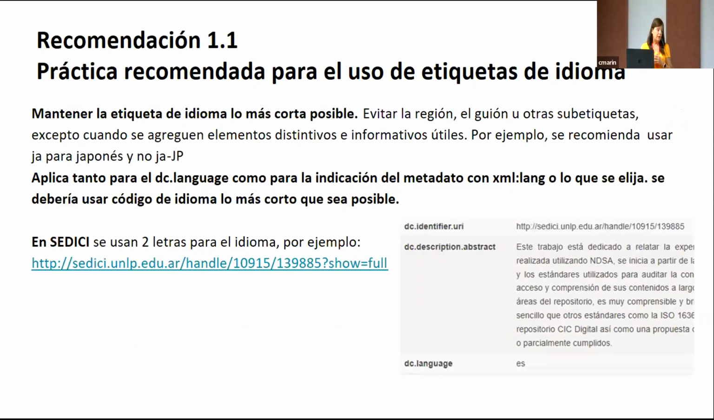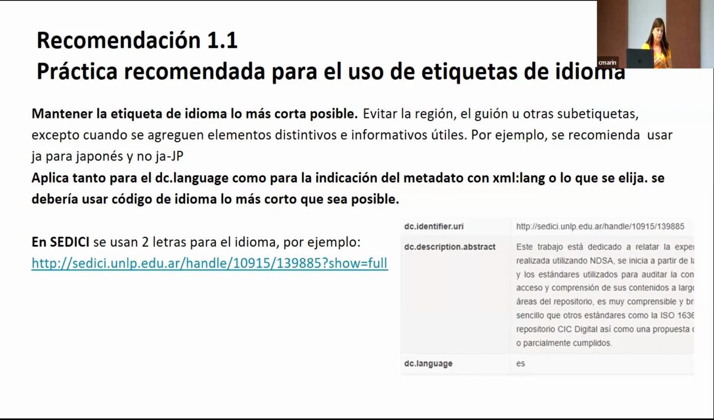La recomendación 1 tiene primero una cuestión muy importante, que es decir de qué modo se debe colocar esa etiqueta. Y la recomendación en ese aspecto es que la etiqueta sea lo más corta posible, que se exprese en la menor cantidad de letras de código necesarias para expresarla. Por ejemplo, fíjense ustedes, ahí está un registro de nuestro repositorio donde DC Language está correctamente etiquetado con el mínimo de longitud.